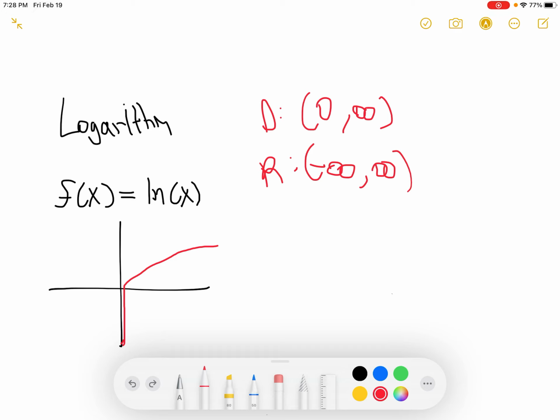It increases from 0 to infinity. It doesn't decrease. There's no relative minimum or maximum. It's continuous. And yeah, that would be it.